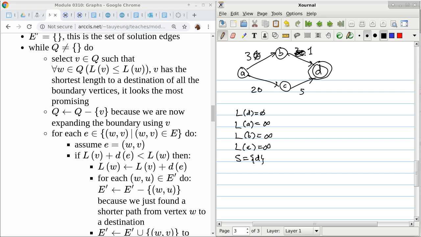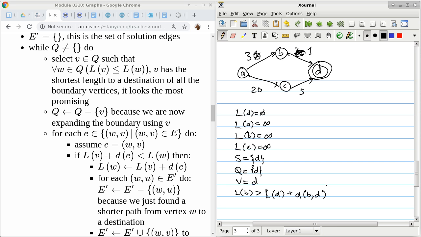Okay, so now we get to the first iteration. So Q is initialized to just have one single element D, right? So now we look at the algorithm, we pick out the vertex D to be our vertex v as the variable v in the algorithm. And then we look into all the edges going to vertex D, okay? So as a part of that process, we'll find out that L of b, which is now currently infinity, is greater than L of d, which is 0, plus the distance going from vertex b to vertex d, which is 1. So as a result of that, we will do a few things, right?